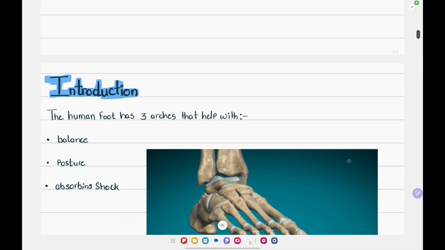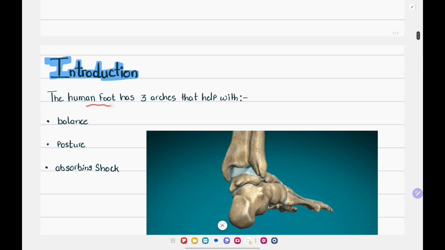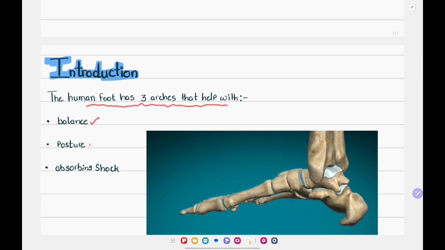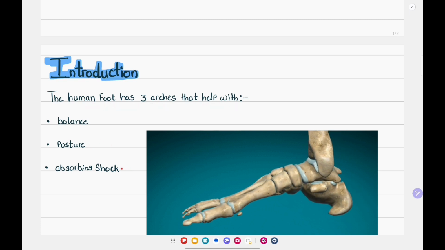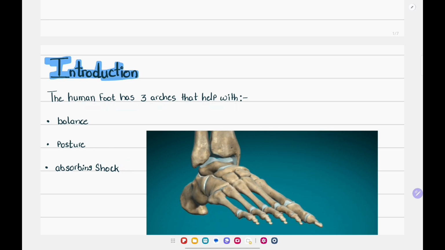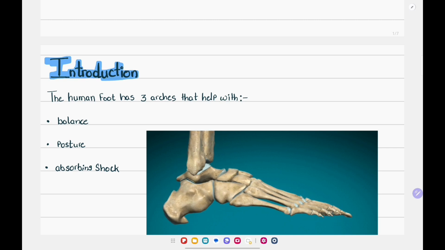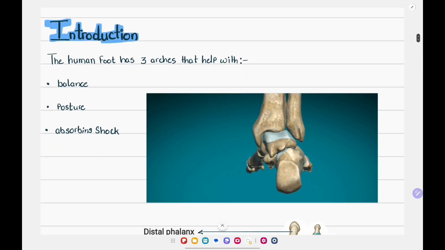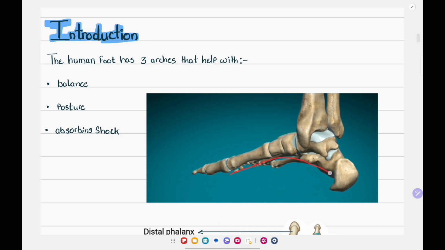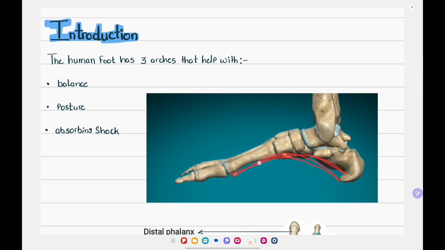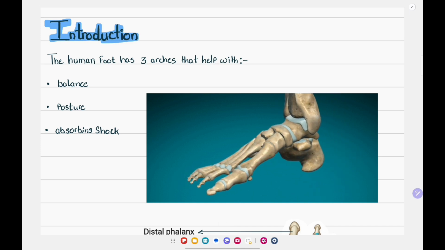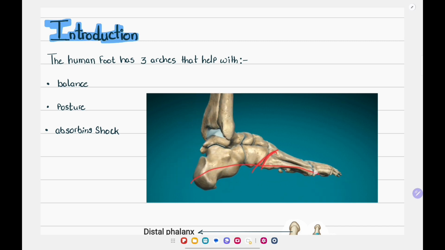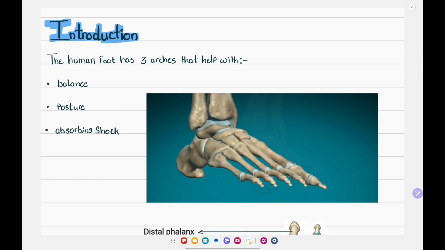Coming to the introduction, the human foot has three arches that help with balancing, posture, and absorbing shock while running, walking, and jumping. The three arches are, this one is our medial longitudinal arch. This is the medial longitudinal arch. This one is the transverse arch, and right here is the lateral longitudinal arch.